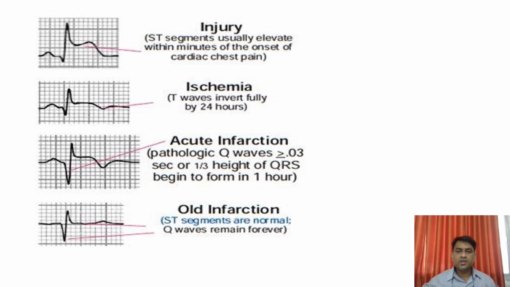So if there is injury, there is elevation of the ST segment within minutes. Ischemia, T wave inversion by 24 hours. If there is infarction, then there is deepening of the Q wave, and that is one third the height of the QRS complex. And if the infarct becomes old, the ST segment comes down to normal, but the Q wave remains forever. Once the Q wave is deepened, it remains forever.